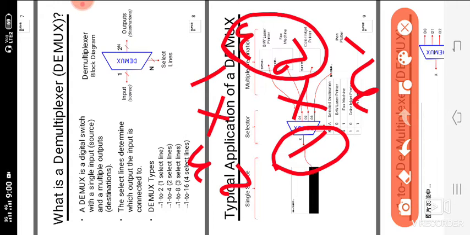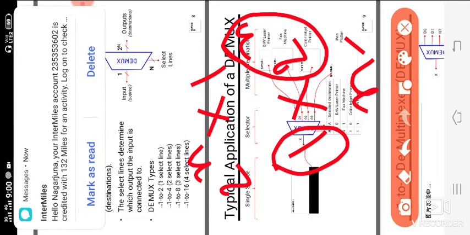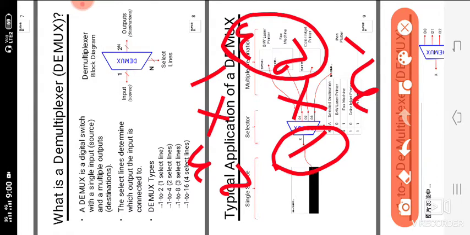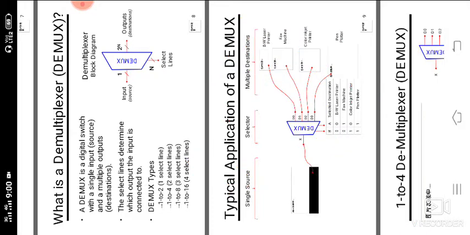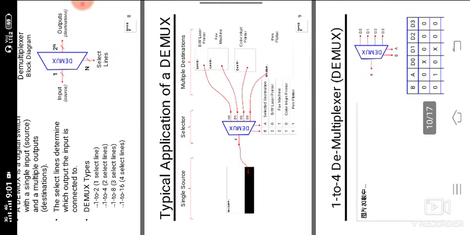So there are different types of multiplexers and demultiplexers. 1 to 2 has 1 selection line, 1 to 4 has 2 selection lines, 1 to 8 has 3 selection lines, and 1 to 16 has 4 selection lines. You have observed the applications of demux. This is a single source, this is the selector, and these are the multiple destinations. That means there is only a single input, those are the different outputs, and those are the selection lines.